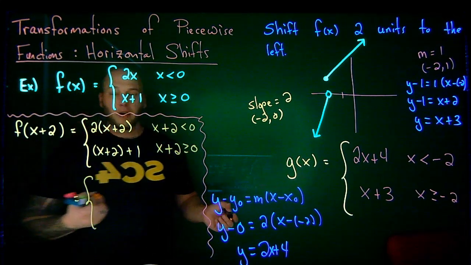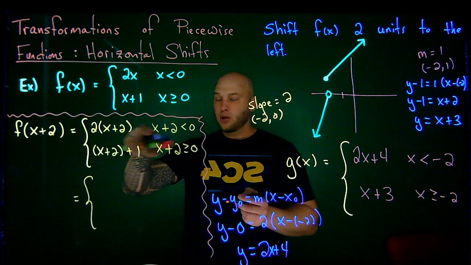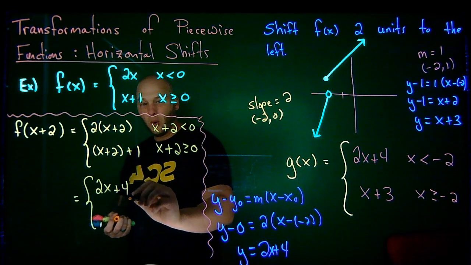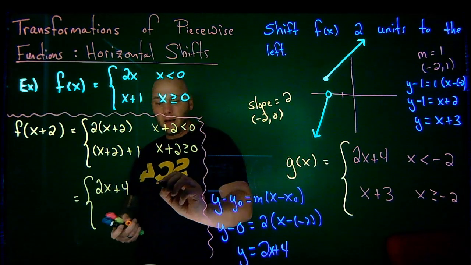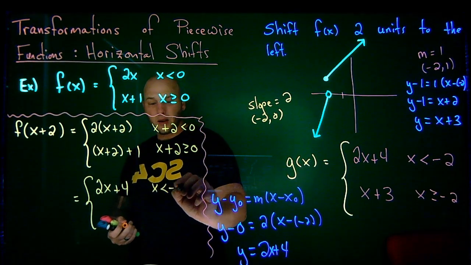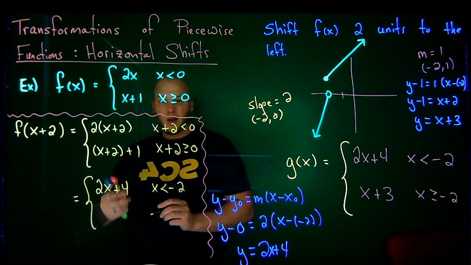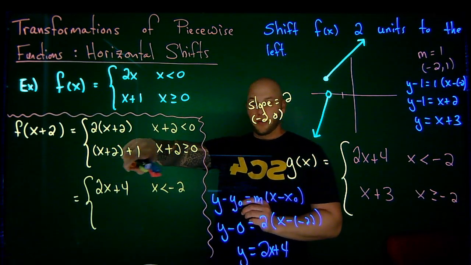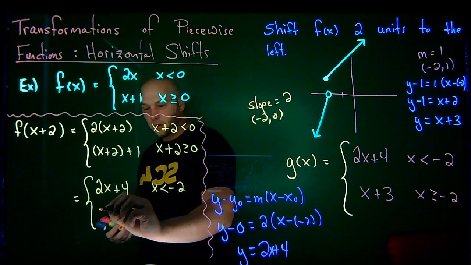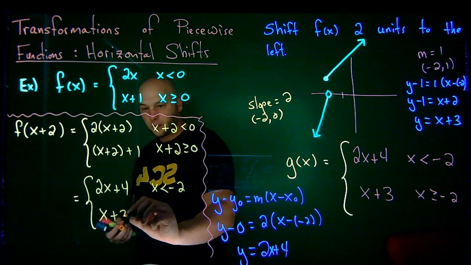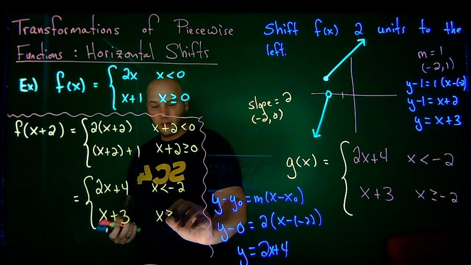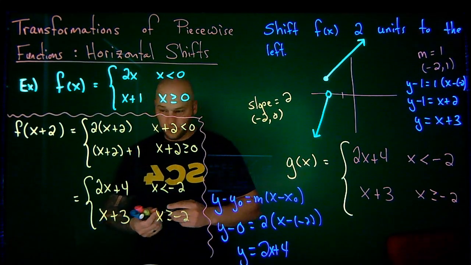Now let's simplify this. If I take 2 and distribute it through, I would get 2x plus 4. If I subtract 2, I get x is less than negative 2. In the second expression, I can just drop the parentheses and combine like terms, and I get x plus 3. And then if I subtract 2, I get when x is greater than or equal to negative 2.